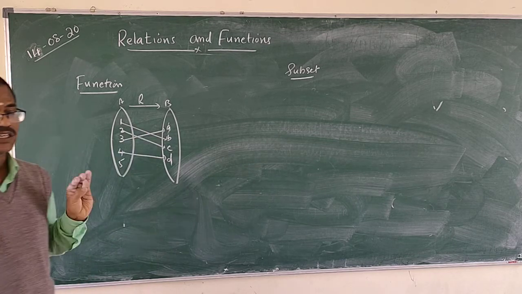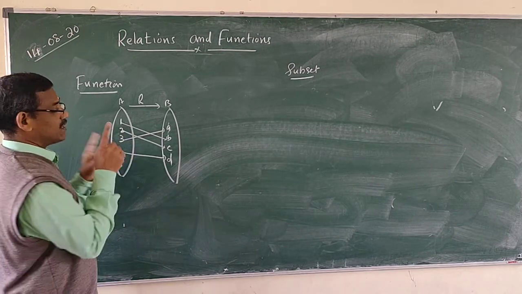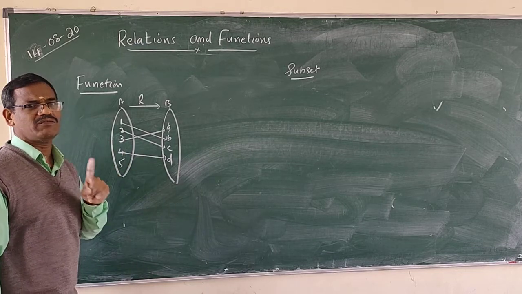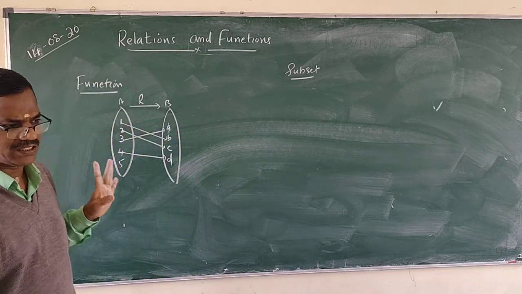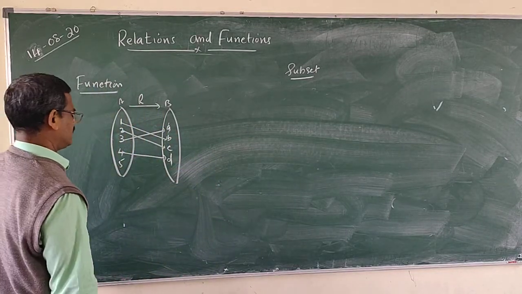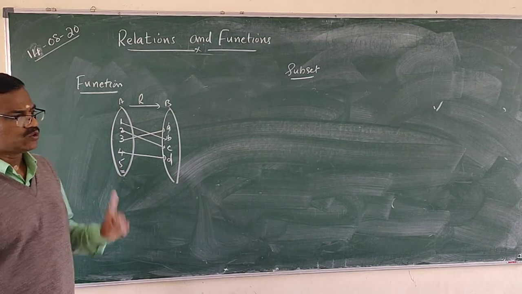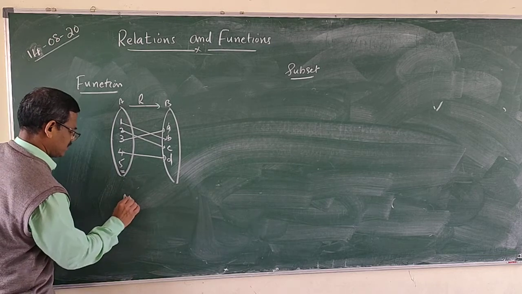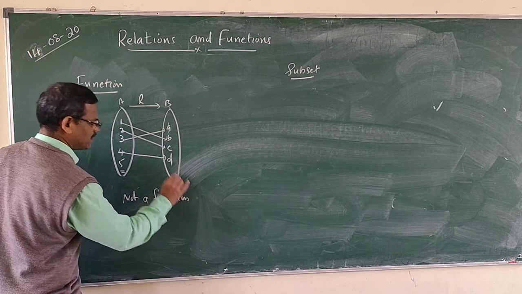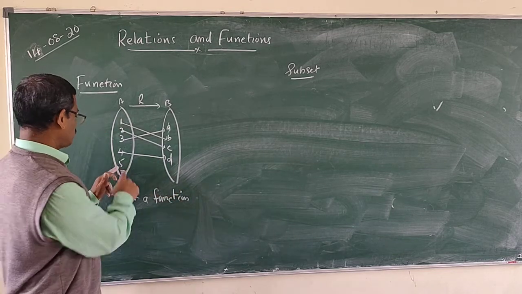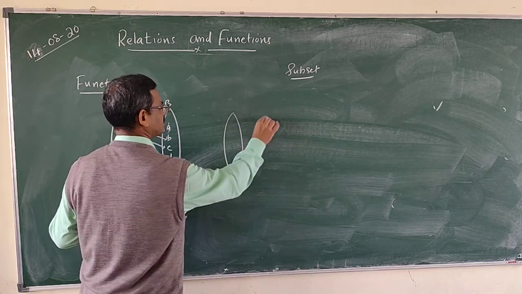Now, whether it is a function or not, how to identify it? Here the definition is that each and every element of the first set should be connected with one and only one element of the second set. That is what it says. Now you see, this 5 does not have any connection. So it is a relation, but it is not a function, because 5 does not have any connection.